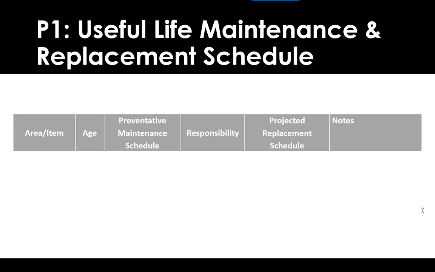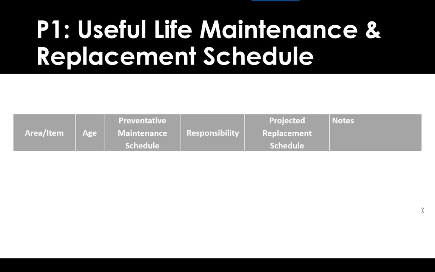How old is your roof? What kind of maintenance schedule do you need for the roof? It might just be a visual inspection on an annual basis to watch for things until you know it's reaching the end of its useful life. Who's in charge of doing that annual visual inspection, and what the projected replacement schedule might be. How old is the roof, and about when could you expect for it to have to be replaced?